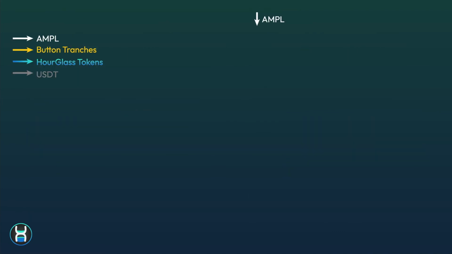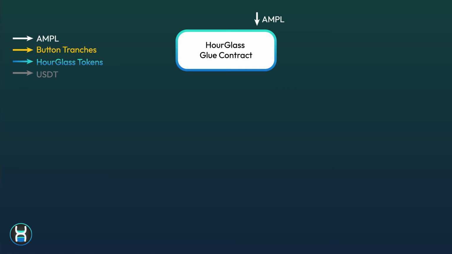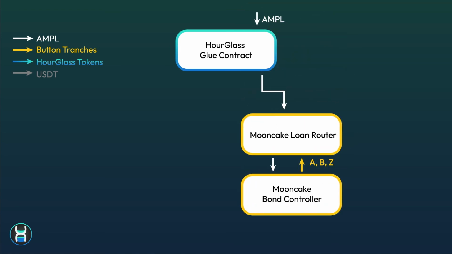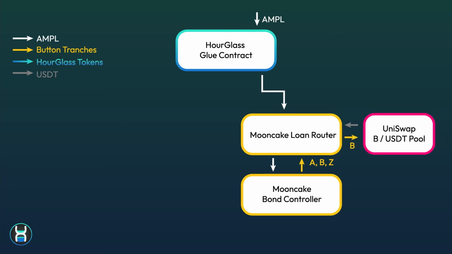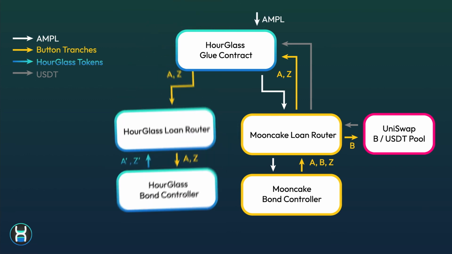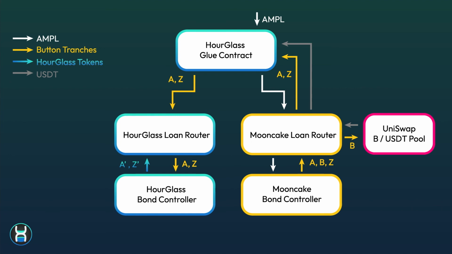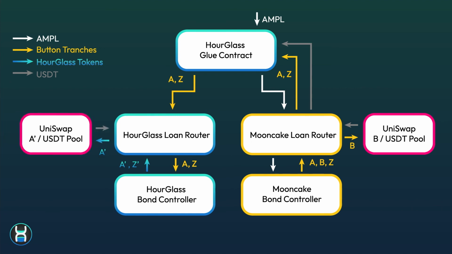When a user deposits Ample into the HourGlass glue contract, it goes downstream through Mooncake's contracts that return A, B, and Z tranches. The B tranches get swapped for USDT in a Uniswap liquidity pool, which then gets returned with the AZ tranches to the glue contract. HourGlass then pushes the AZ tranches through a similar route in its own contracts to get A' and Z'. We've created a Uniswap pool for the A' which allows HourGlass to swap it for USDT. The Ample depositor finally receives the total amount of USDT and Z' in the end.